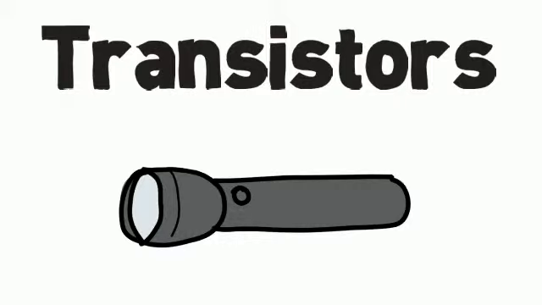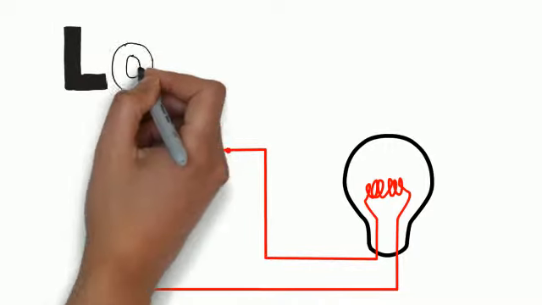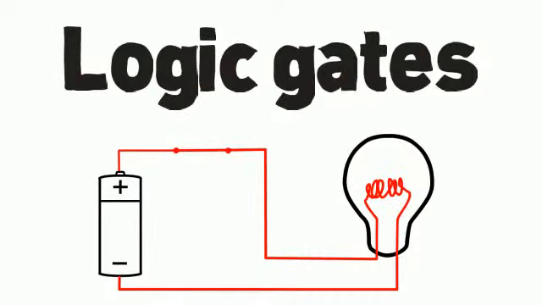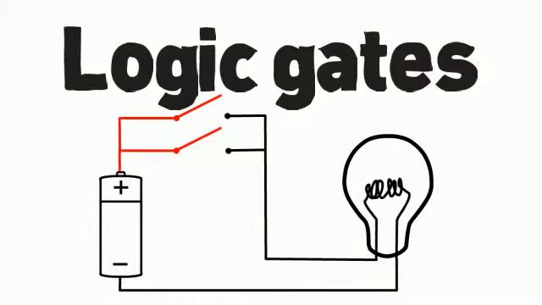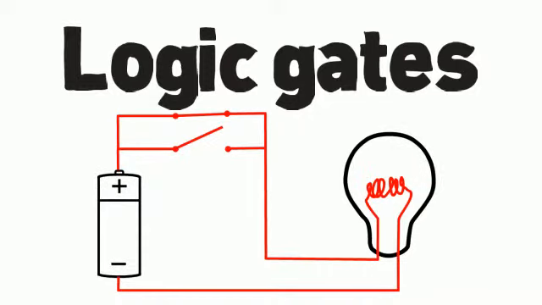Consider a flashlight circuit as a simple demonstration of this concept. This switch is representative of our transistor. It allows electricity to flow from the battery to power the light. Using transistors in certain configurations allows you to perform binary logic operations.